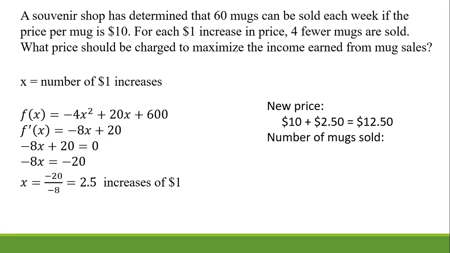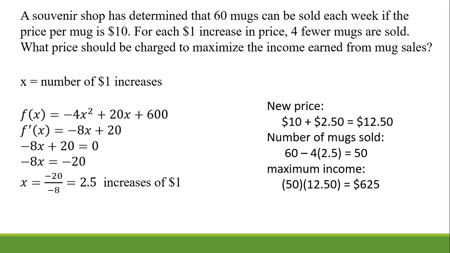How many mugs would we sell then? Well, remember, x is 2.5, and the number of mugs was 60, that original amount, minus 4 times 2.5. Remember, we lost 4 mug sales for every $1 increase in price. So we're going to lose 4 times 2.5 because we've increased the price by 2.5 $1 increases. So we're going to sell 50 mugs. And how much income will we get?